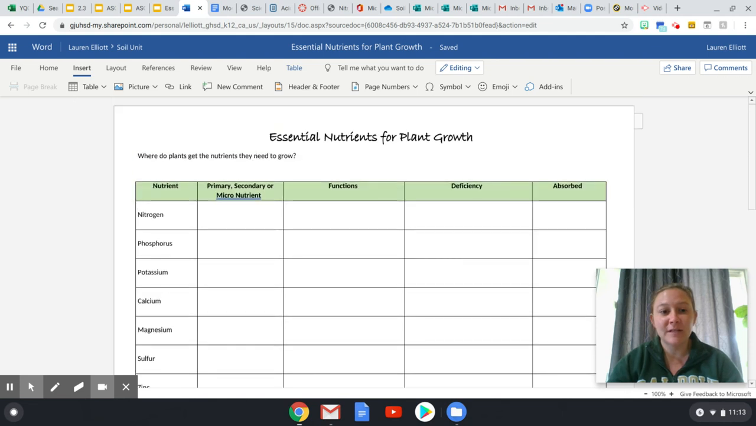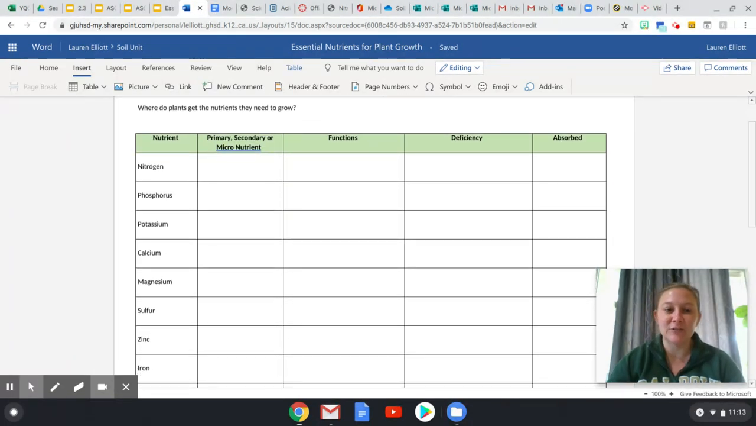Start off with the question at the top: Where do plants get the nutrients they need to grow? Don't miss out on those points. After that, you're going to be going through and completing this graphic organizer. I realize for the functions and deficiency, it's really easy to just copy and paste, but that will get you this many points: 0. So take the time to really process it, simplify it, and put it into your own words to understand what function all of these nutrients play in the plant. What does it look like when they're deficient?